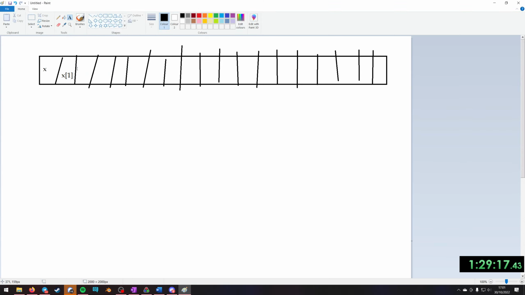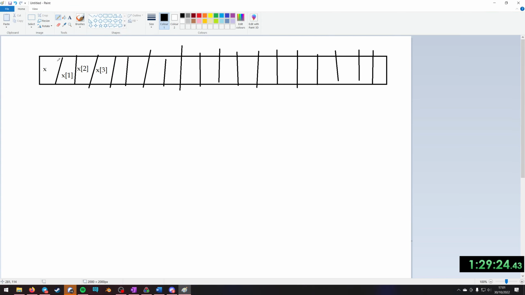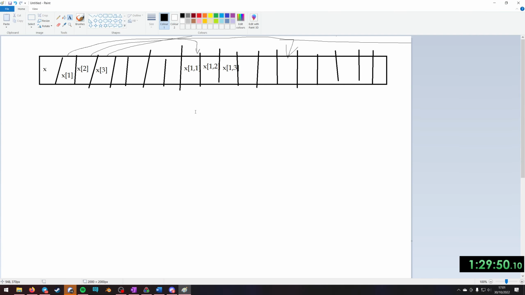X indexed at 1. X indexed at 2, X indexed at 3, etc. But what is here? It's not a value, it's a pointer. So x1 might point to here, x2 might point to here, x3 might point somewhere all the way at the edge, right? So this will be x1, 1. This will be x1, 2. This will be x13. This is like the layout in memory, right?